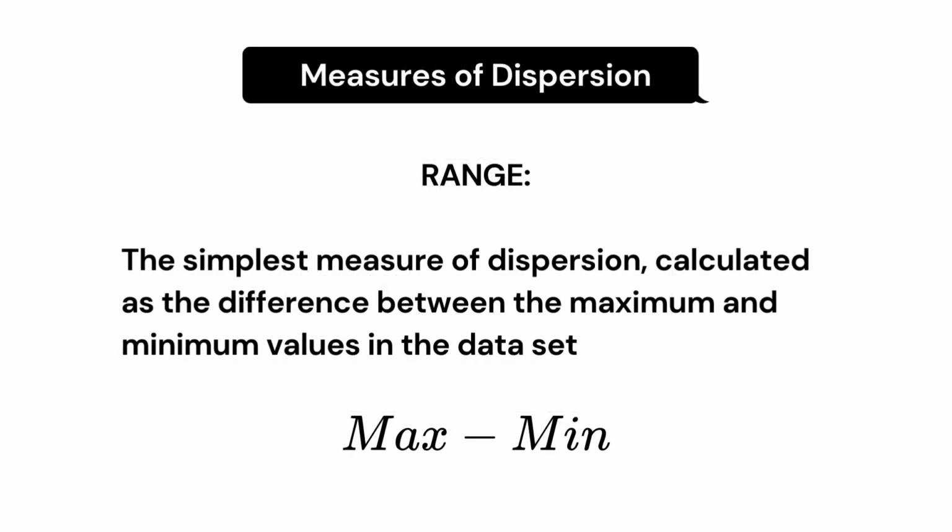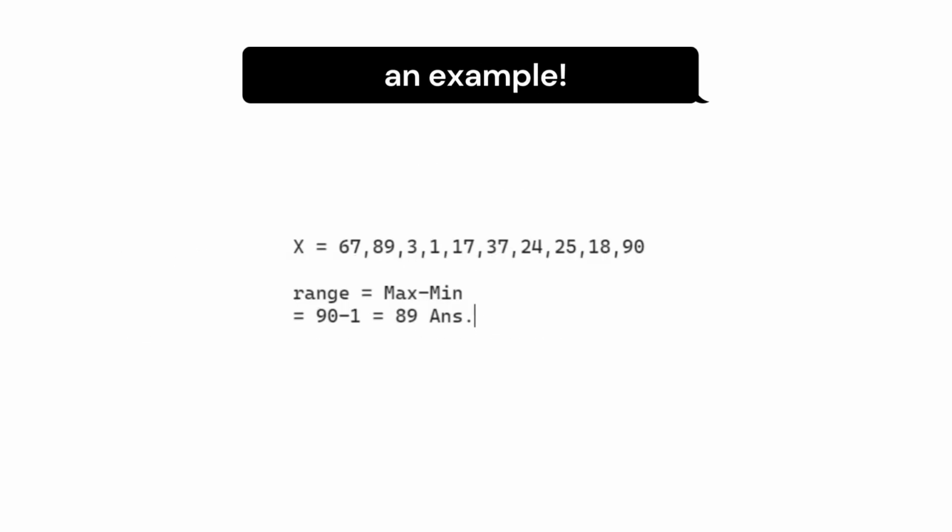Range is the simplest measure of dispersion, calculated as the difference between the maximum and minimum values in the dataset. You just pick out the maximum and the minimum and subtract them, and you get your range. Simple. Now let's look at an example. Suppose this data is given. The max value in this data is 90 and the min is 1, so your range will be 89 after subtracting them. That's how we calculate range.